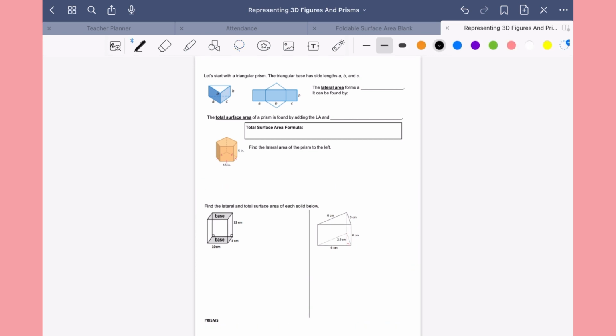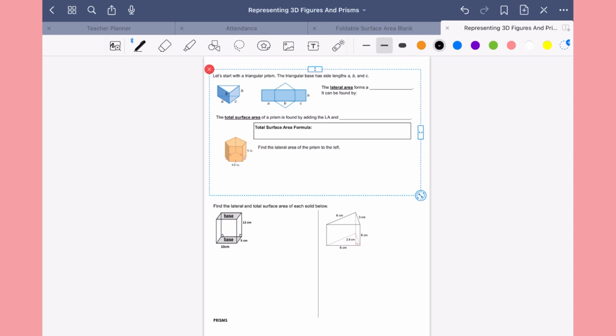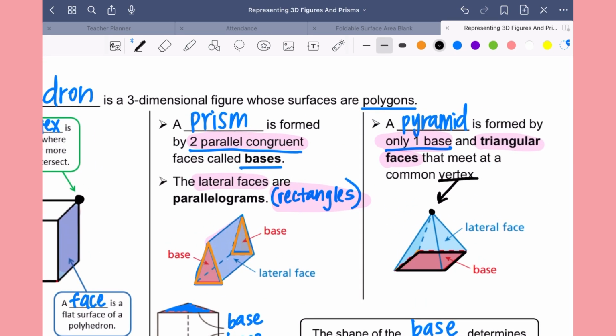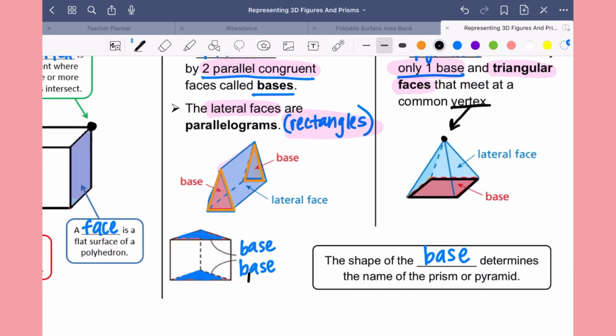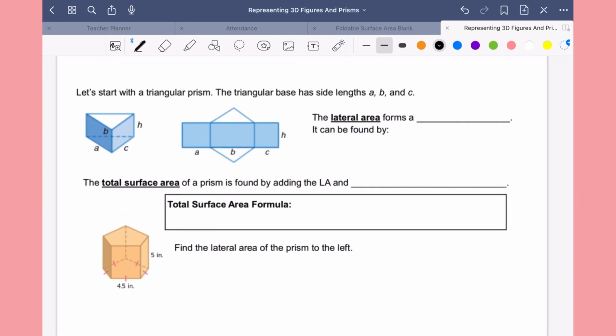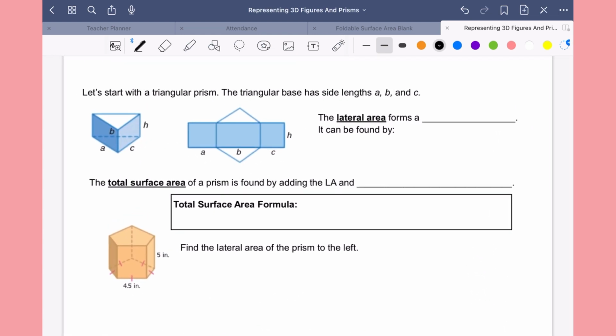So if we remember, Prisms have how many bases? We just learned about it. Prisms have 2 bases, okay? So the prisms that we're going to work with, there's a variety of them, but we're going to start with a triangular prism. The triangular base has side lengths ABC. So how do I know it's a triangular prism?